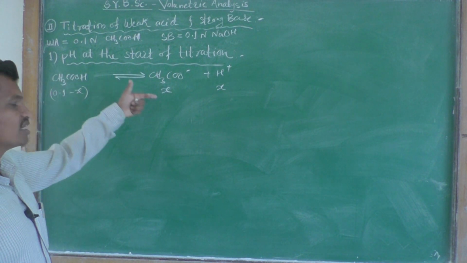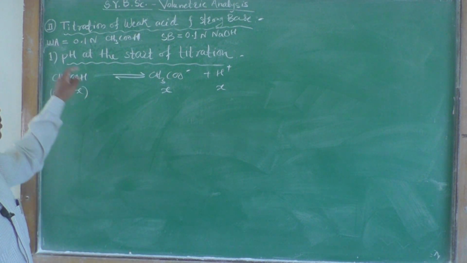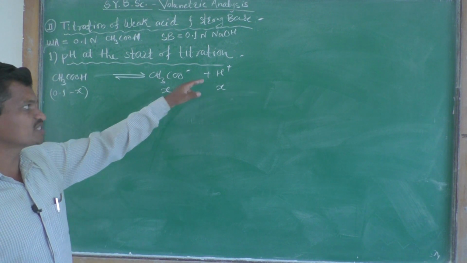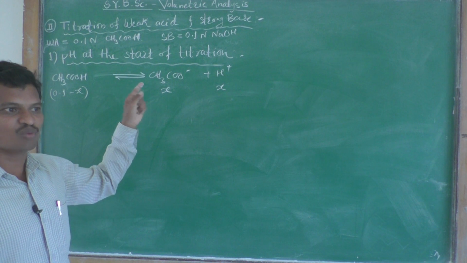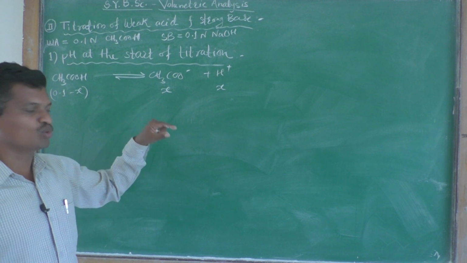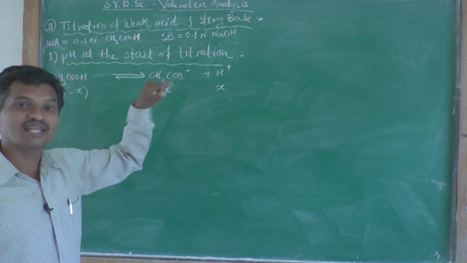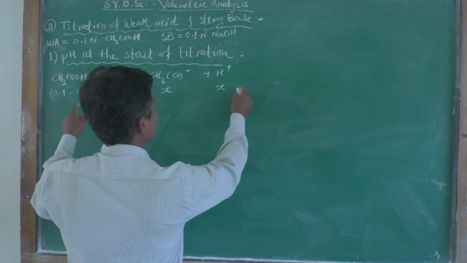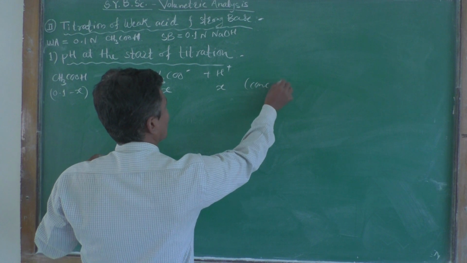Why are we writing this equation? We have to calculate the pH, and there is a correlation between the H plus ion concentration and pH. That is why we first have to know the concentration of H plus ion, then we can calculate the pH of the solution. So these are the concentrations at equilibrium.